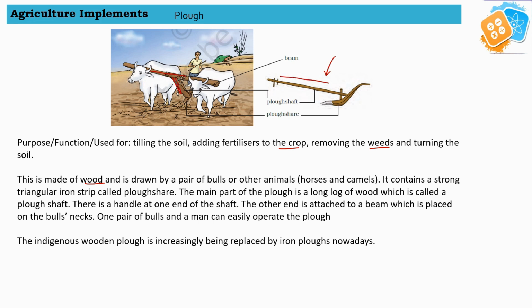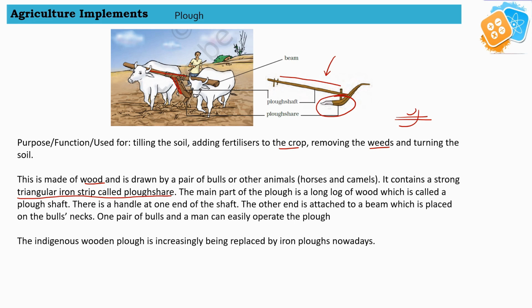As you can see, this complete log is made up of wood. It contains a strong triangular iron strip called plowshare. As we can see here, this is triangular and made up of iron, which will go inside the land and turn the soil upside down.